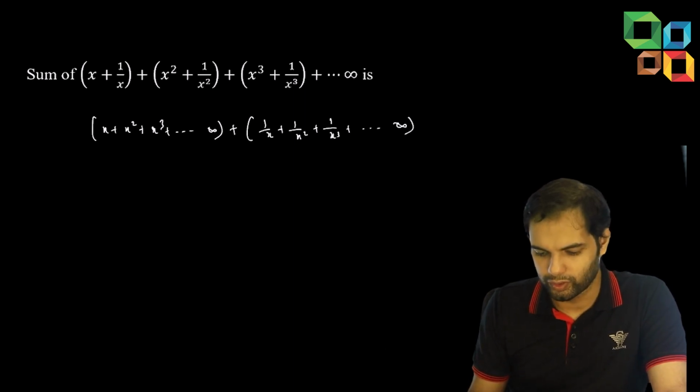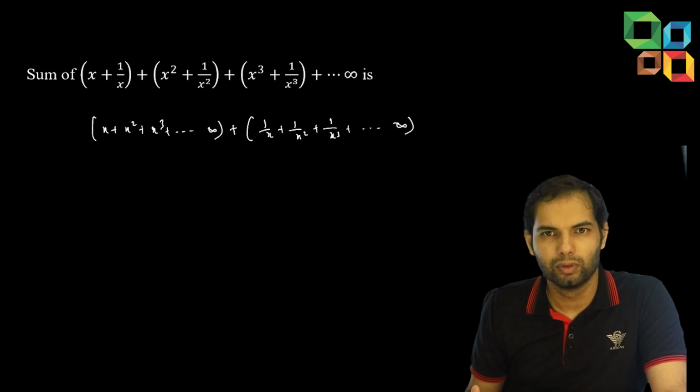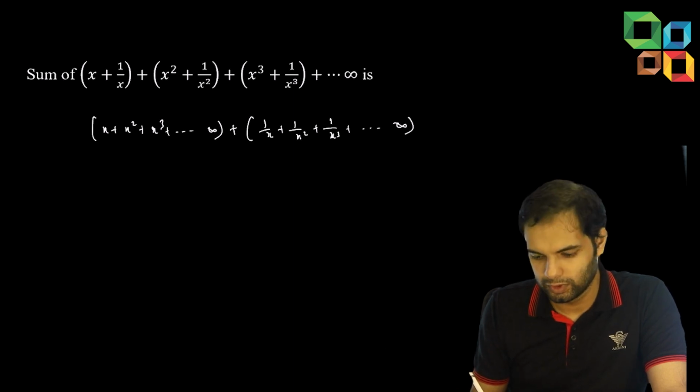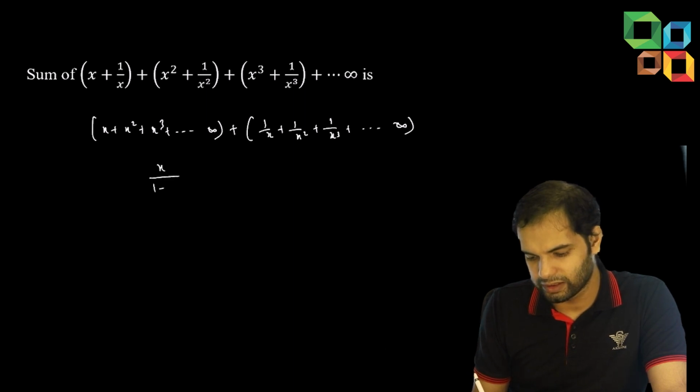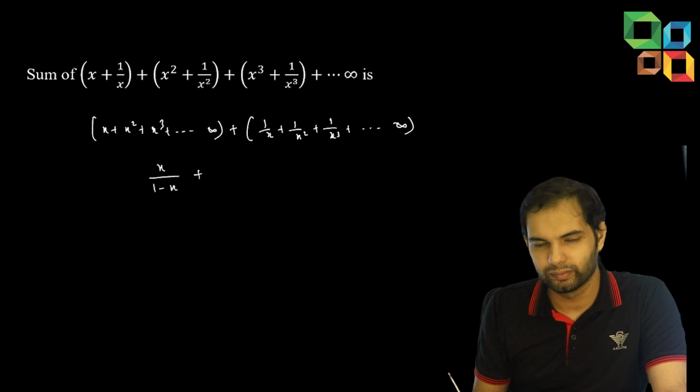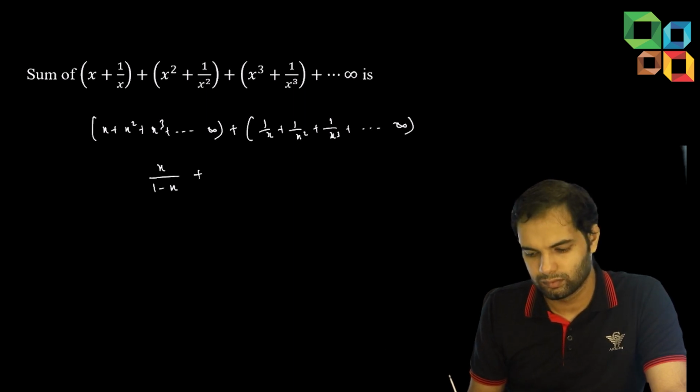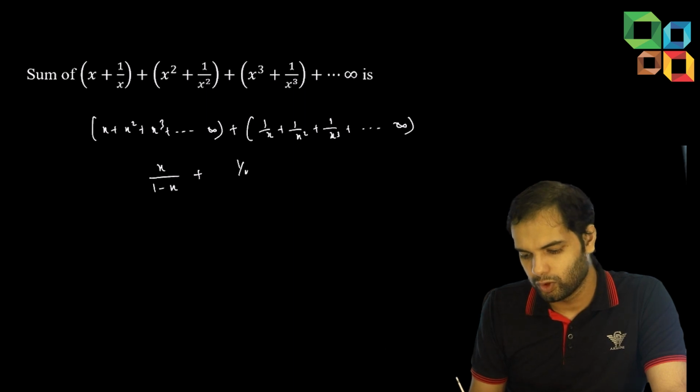What is the formula you have to use? A divided by 1 minus R. Okay, he's saying for the sum up to infinity I have to use x divided by 1 minus x. What about the next term? It'll be 1 by x divided by 1 minus 1 by x. Okay, again we are using the sum up to infinity. So shall we simplify this?